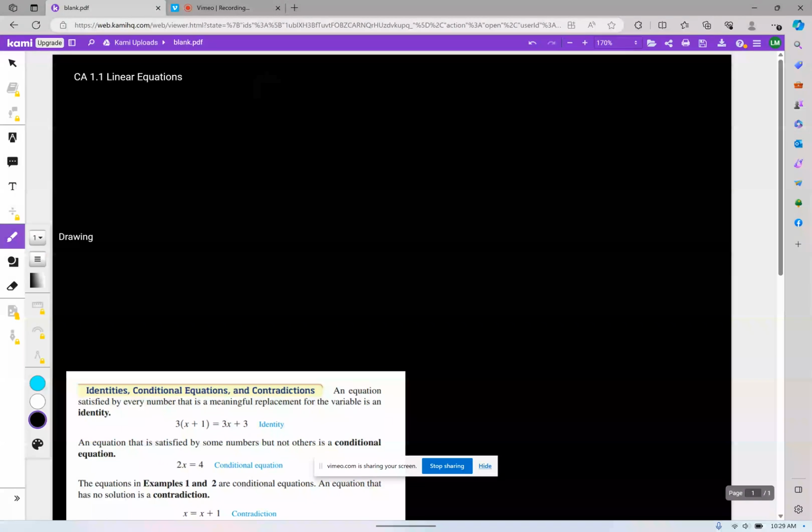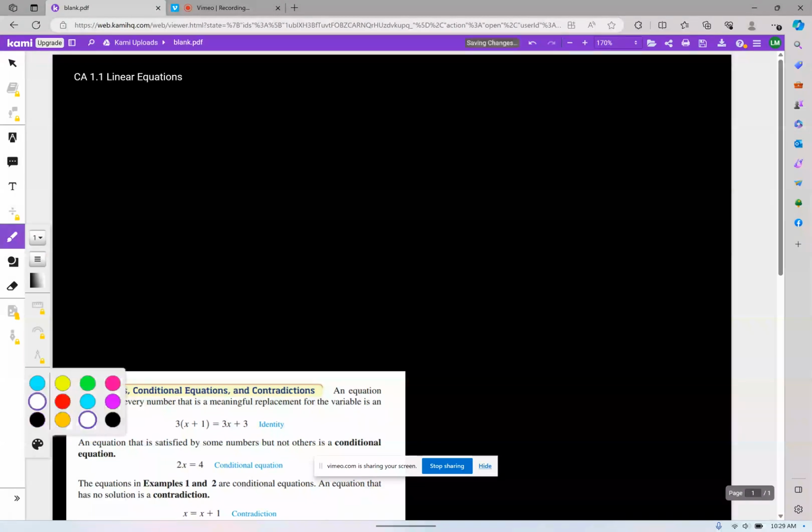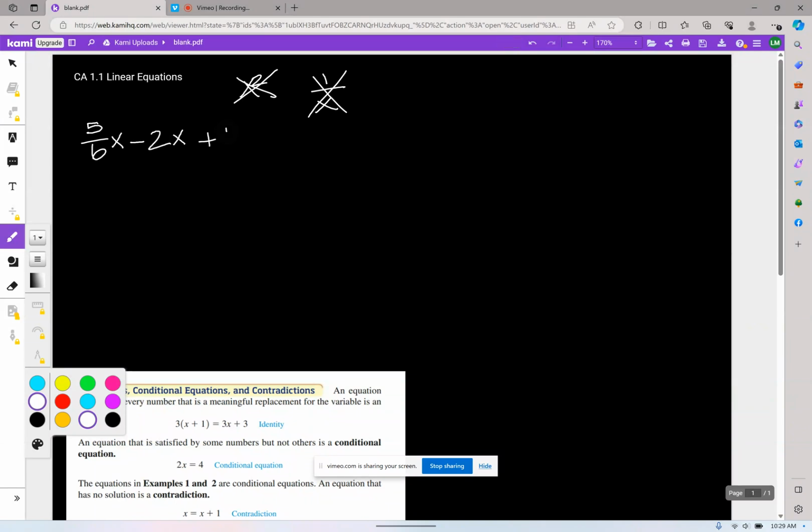We won't see x squared. We won't see 1 over x. We won't see things like that. What we will see are things like 5 over 6x minus 2x plus 4 thirds equals 5 thirds.